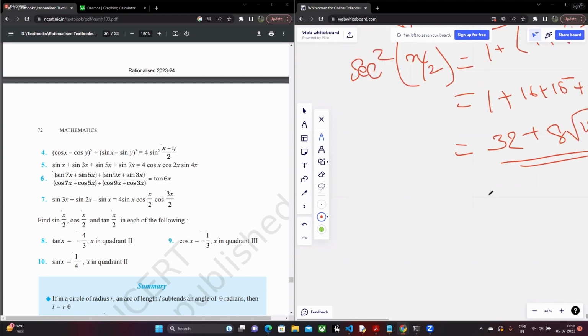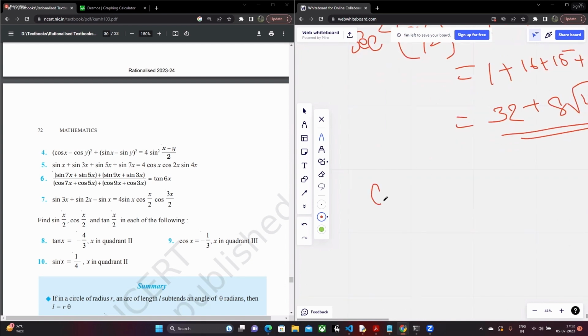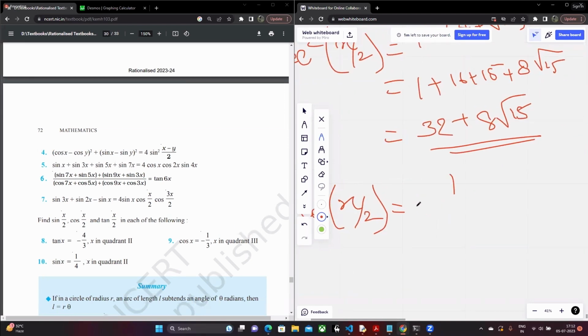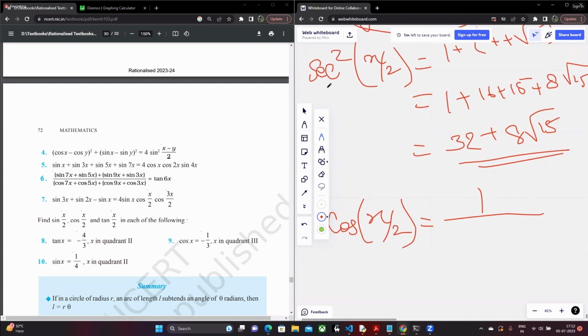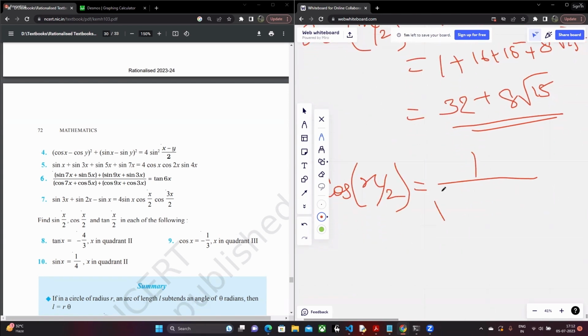Right. With this, I get a secant square. So cos of x by 2, since x by 2 lies in the first quadrant, this is going to be positive. So I'll be taking plus 1 by square root of secant square x by 2. That is going to be 1 by root of 32 plus 8 root 15.